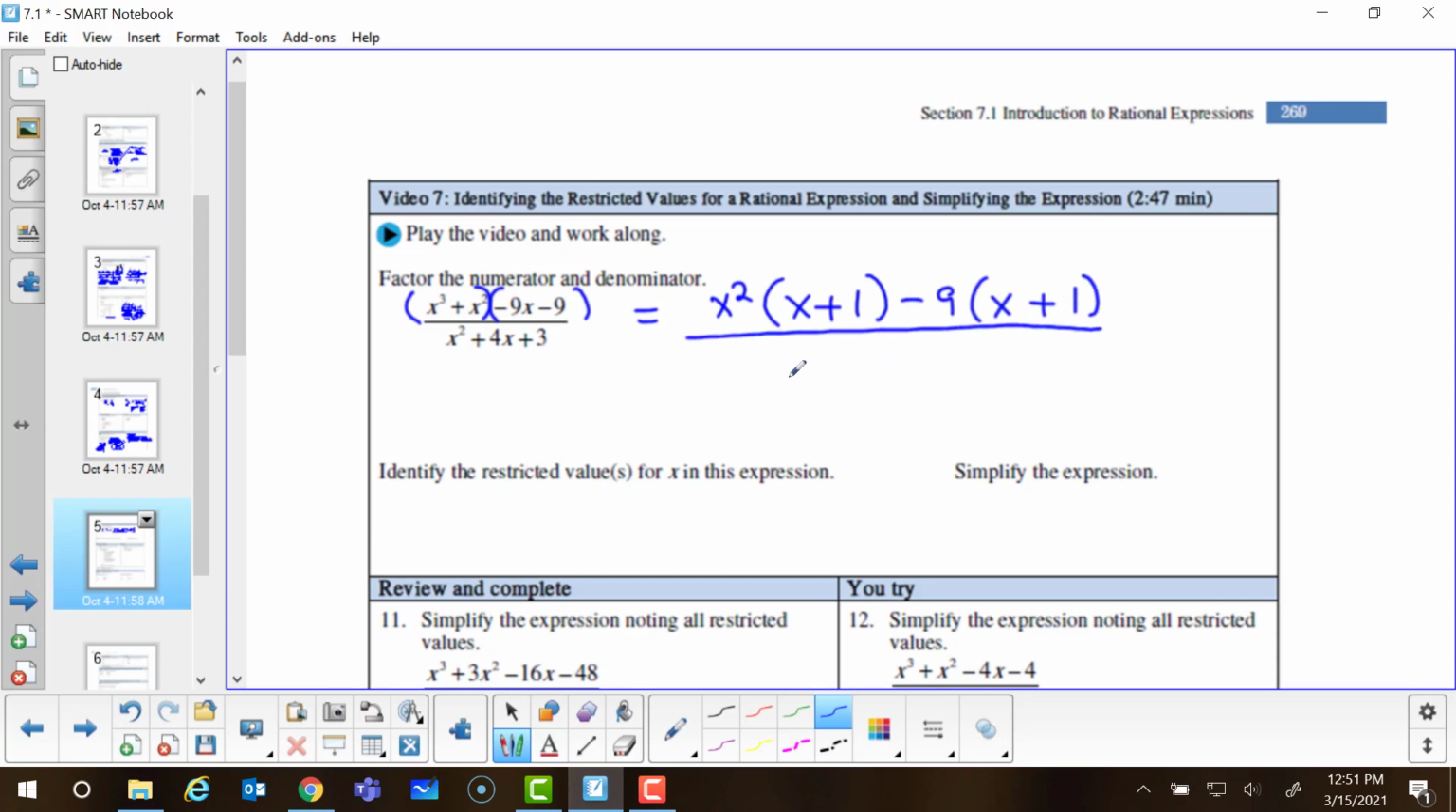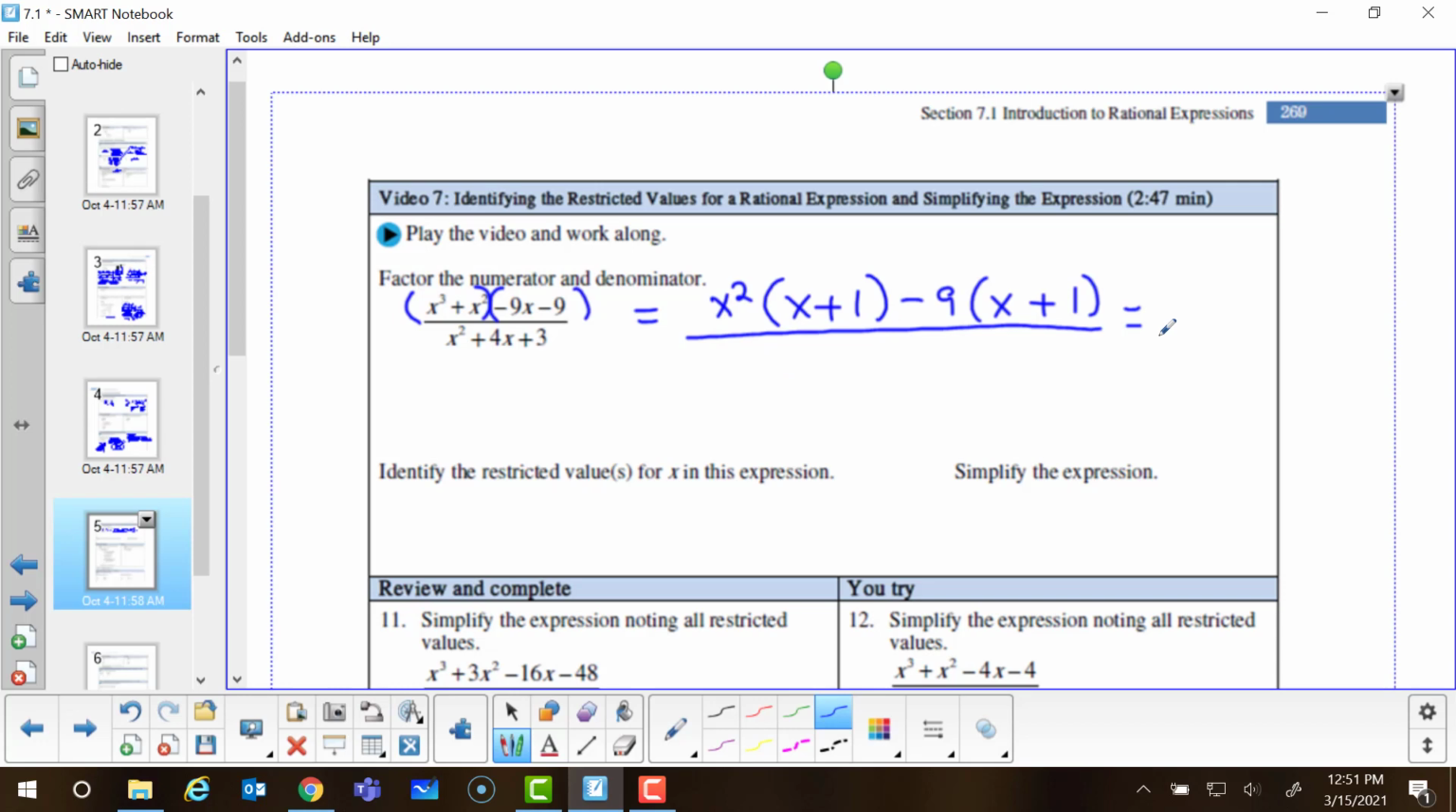I'm not done with that yet. Let's just come over here and keep going. So that means I'm going to have an x plus 1, that's the matching parentheses. I'm going to have an x squared minus 9. And then I'm going to simplify that just a little bit further in just a second. Let's look at the denominator.